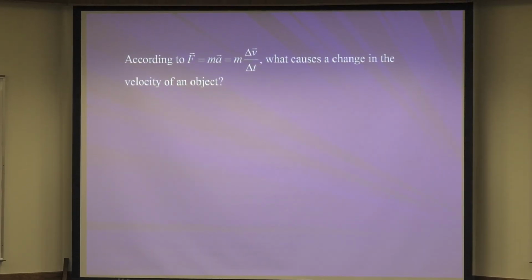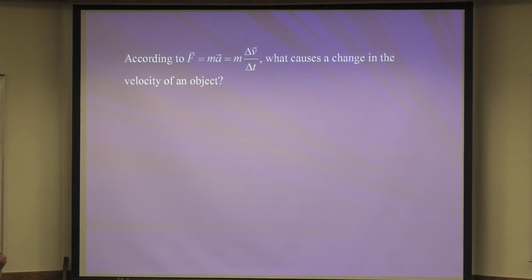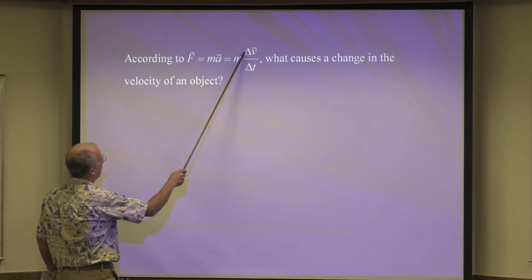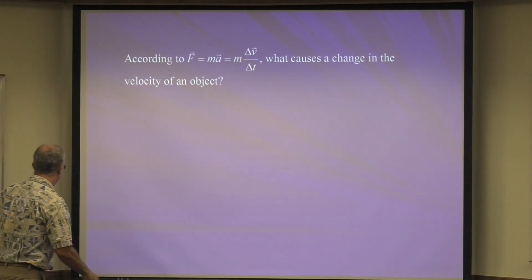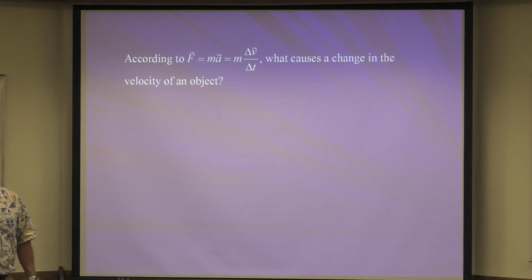So here's a review question. According to F equals ma, and of course a is delta v over delta t, what causes a change in the velocity? A force, right? Because force equals mass times delta v over delta t. So if you have a delta v, you have to have a force. So forces cause a change in velocity. And you already know that, F equals ma.